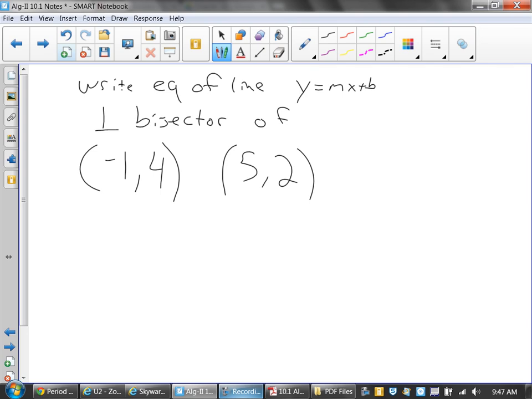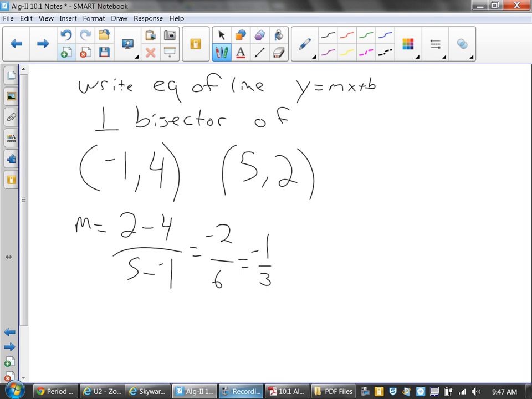So what we're talking about here is we're going to do a couple of things. If we want to write the equation of a line with a perpendicular bisector, the first thing we want to do is find the slope of the given 2 points. That's easy. To find the slope, 2 minus 4 over 5 minus -1. We get -2 over 6, otherwise known as -1/3. Everybody okay with that?